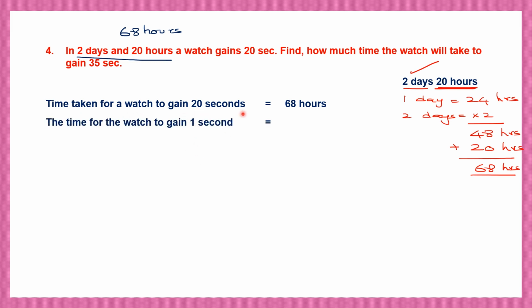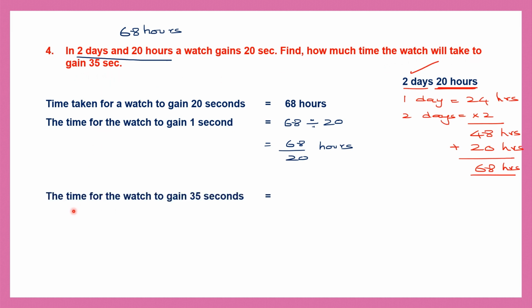So for 20 seconds, it took 68 hours. 1 second, it will be much less than that. If it is less, it is division. So that will be 68 divided by 20. So the time taken is 68 by 20 hours. So this you can reduce it to the lowest term or you can leave it like this and carry on with your working. Now we have to find the time taken for the watch to gain 35 seconds.